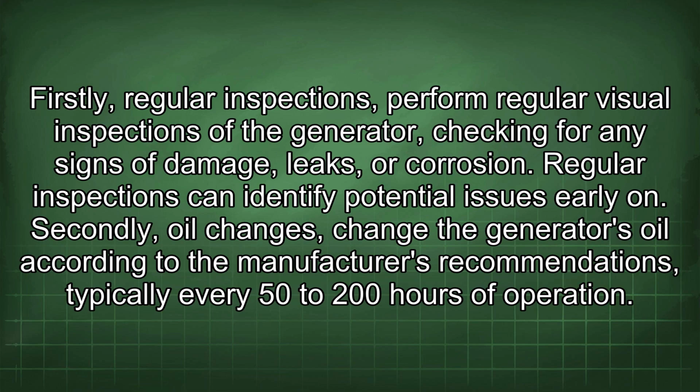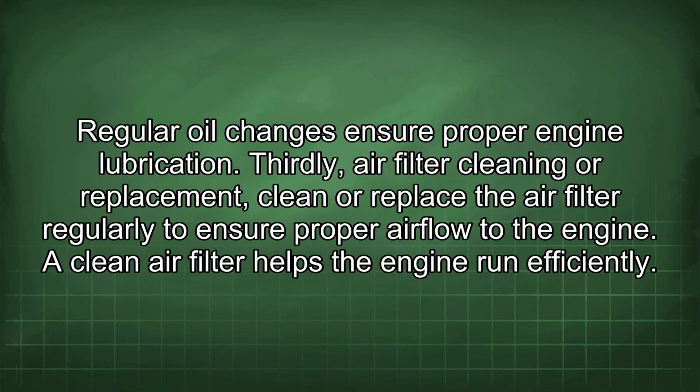Firstly, regular inspections. Perform regular visual inspections of the generator, checking for any signs of damage, leaks, or corrosion. Regular inspections can identify potential issues early on. Secondly, oil changes. Change the generator's oil according to the manufacturer's recommendations, typically every 50 to 200 hours of operation. Regular oil changes ensure proper engine lubrication. Thirdly, air filter cleaning or replacement. Clean or replace the air filter regularly to ensure proper airflow to the engine. A clean air filter helps the engine run efficiently.